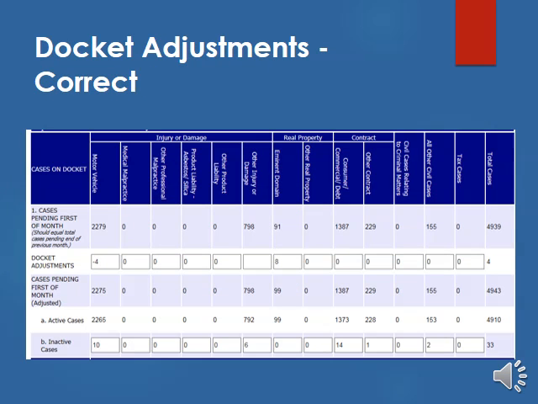You can now see that in the motor vehicle category, a -4 has been placed in the docket adjustment line so that the new cases pending correctly shows 2,275, and in the category of eminent domain, an 8 has been placed in the docket adjustment line so that the new cases pending correctly shows 99.